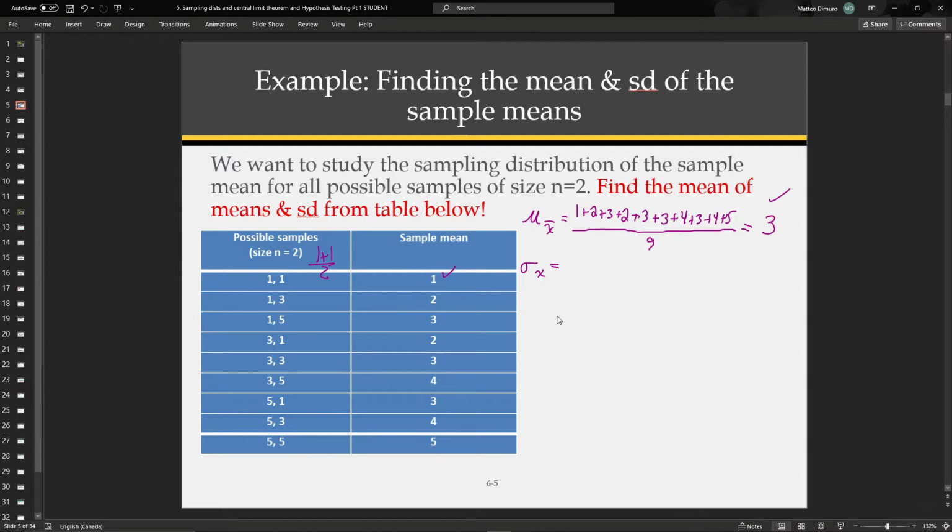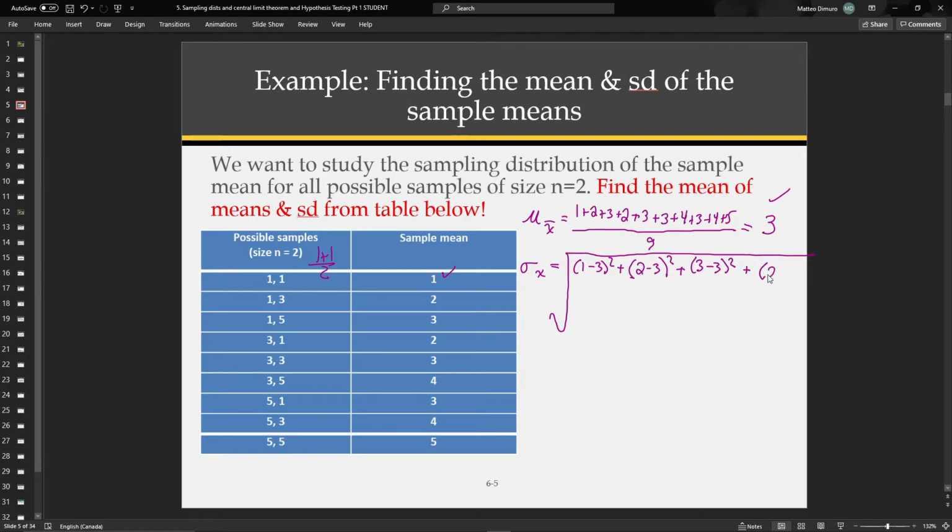Now, I'm totally going to run out of room here, so what I'm going to do is make my big square root sign, okay? And I'm just going to try to fit everything in here. So we're going to go 1 minus the mean of 3 squared plus the next one, 2 minus the mean squared plus the next one, 3 minus the mean squared, and then the next one.